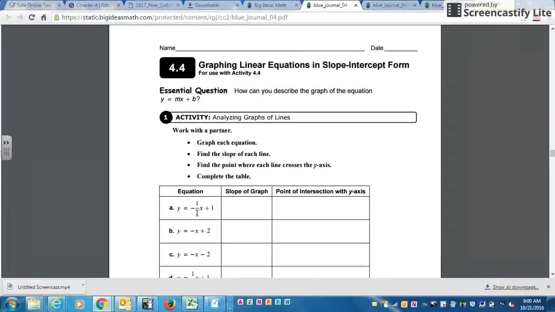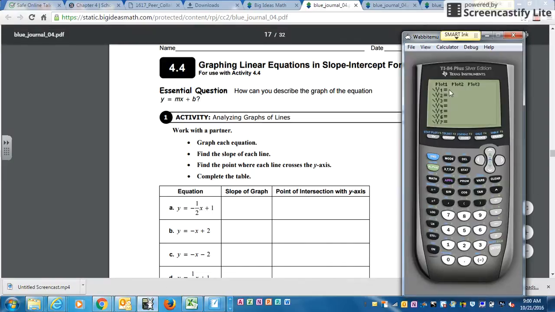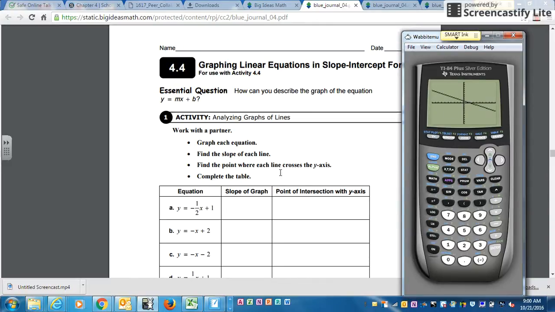So the equation y equals negative 1/2 x plus 1. I'm going to pull up the calculator, and I want you to put a fraction in as the slope, but I'm just going to put in negative 1/2 x plus 1, and then I'm going to hit graph. Notice this is a negative here, and we have a negative slope of the line. So the slope of the graph, if you remember, m is the slope. So our slope is going to be negative 1/2. So in this box here, you should put negative 1/2.